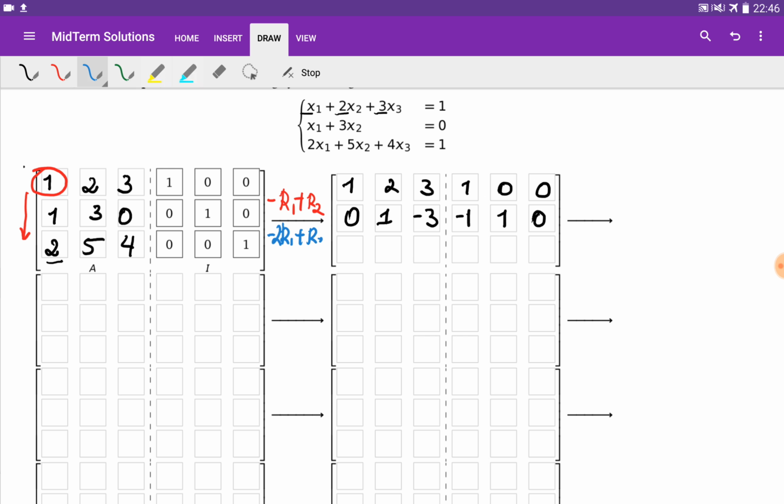I'm going to add this to the third row, and we're going to obtain the following row. It's going to be 0, 1 3 multiplied to the -2, and add that to the 4. It's going to be -2 here, 0, and 1.